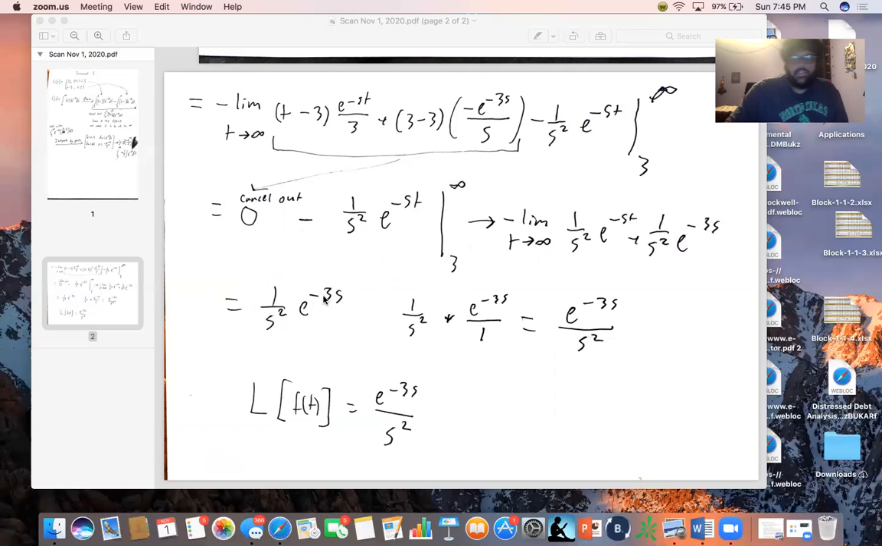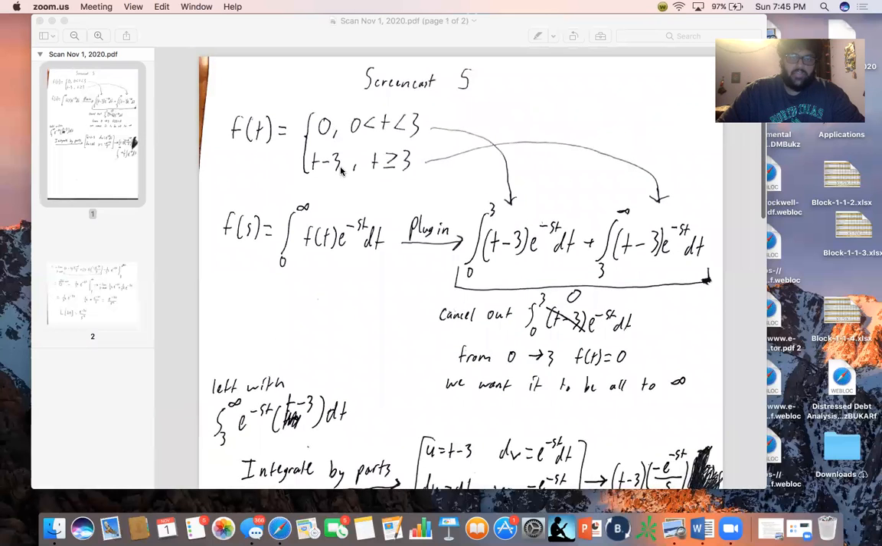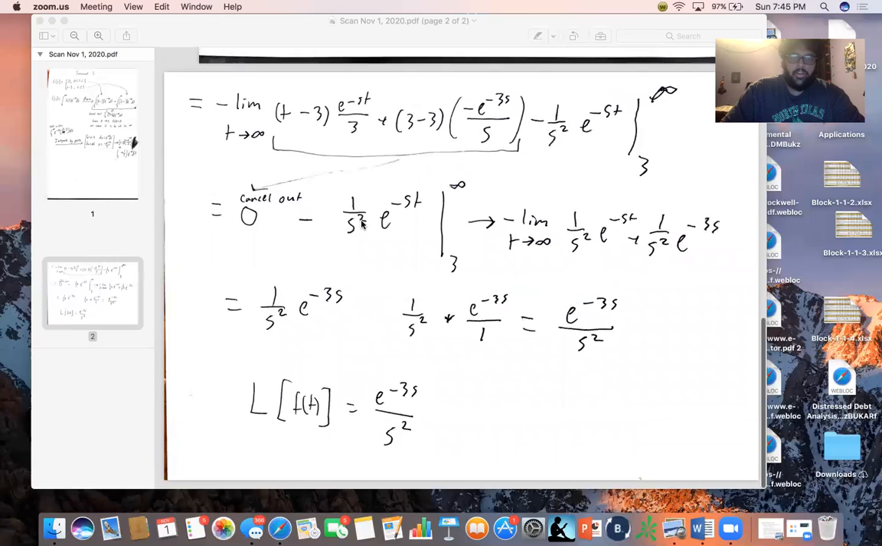From here, it's pretty simple: just take 1 over s squared times e to the negative 3s, and you get e to the negative 3s over s squared. So the Laplace transformation of f of t is going to equal e to the negative 3s over s squared. And that is your Laplace transformation for this piecewise function, which is 0 for t from 0 to 3, and t minus 3 where t is more than or equal to 3.